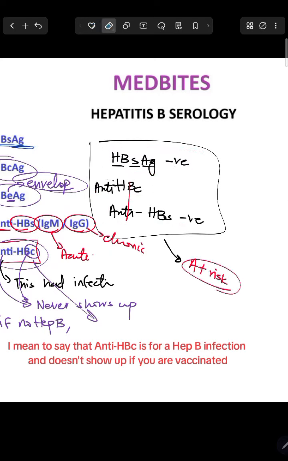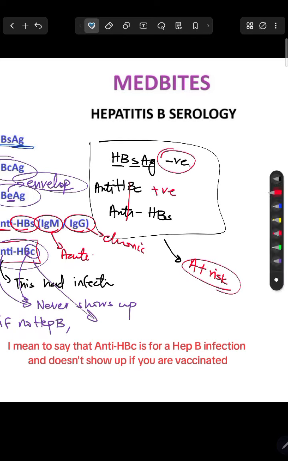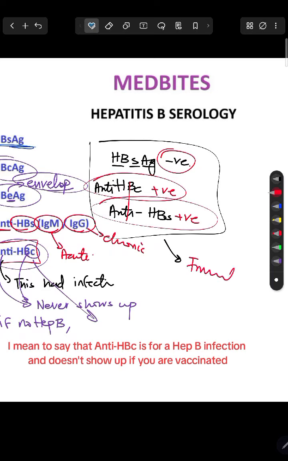Now, if we change these to positive and keep this as negative, what does this mean? It means that this individual had an infection before and is now immune. But the immunity is not due to a vaccine, it's due to an infection.